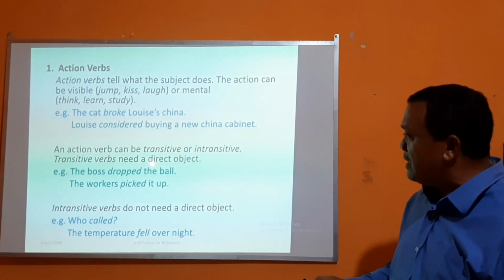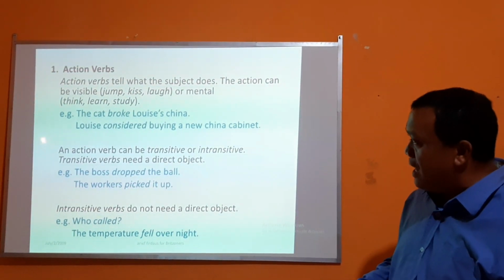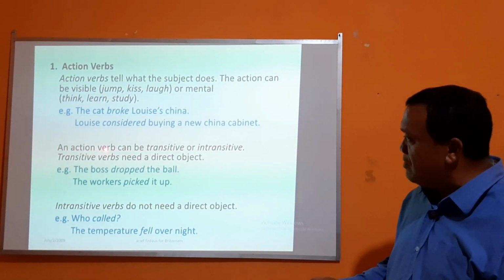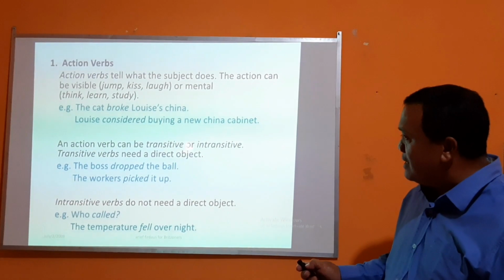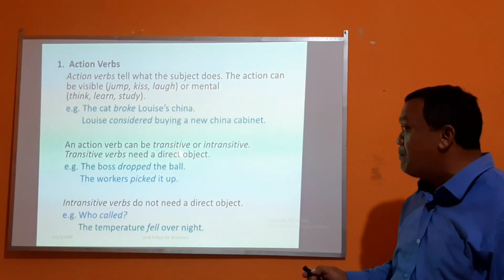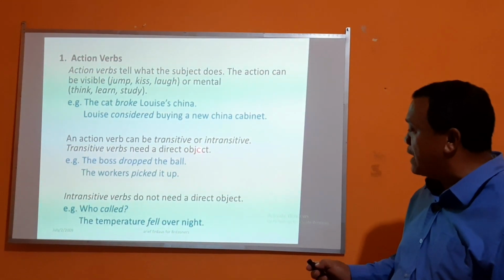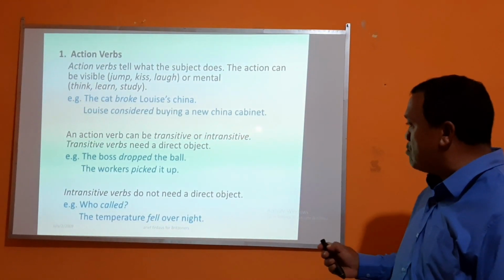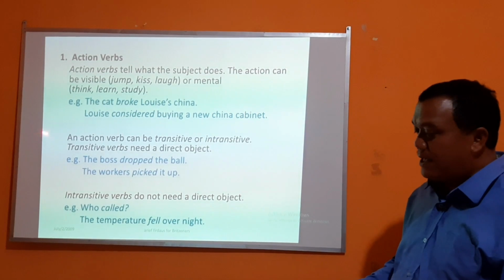Transitive verbs need a direct object. Jadi, sebuah action verb itu dapat berupa transitif dan intransitif. Apakah dia transitif? Transitif adalah yang memerlukan objek. Intransitif tidak memerlukan objek, karena in artinya tidak.